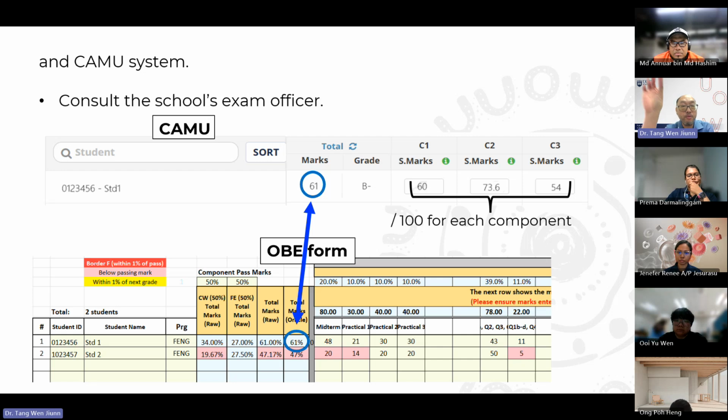In the OBE form, you put the raw marks into the table, and then the spreadsheet will auto-calculate the overall for you. But for CAMU, for the components, you have to key in as 100%, and then you do the calculations to get the overall marks and the grades. So over here, this is where we have to make sure the CAMU and OBE tally. If we check the total marks over here, it should tally with the total marks over here.